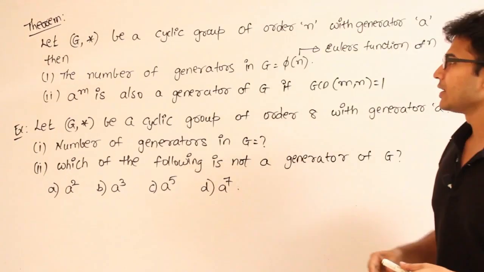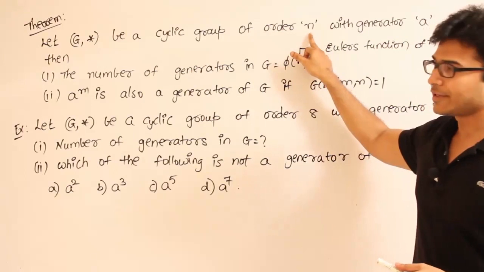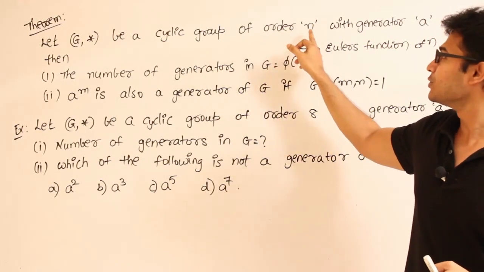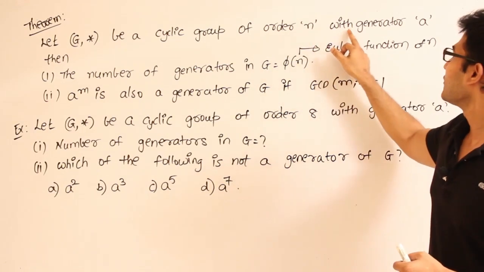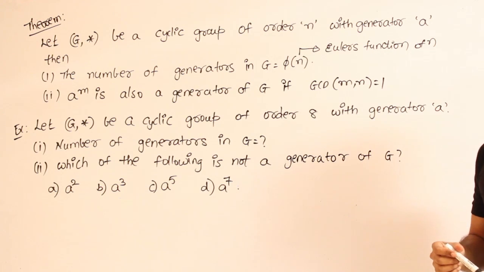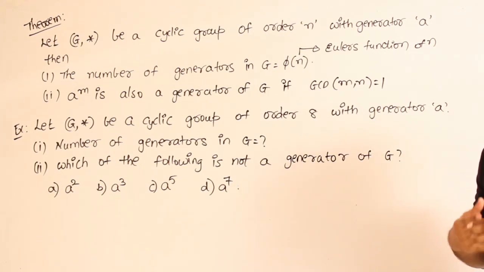Now see this question. Let (G, *) be a cyclic group of order n. So what do I mean by that? The number of elements present in this group is n, with generator a, which means they are also saying that there is a generator in it, which is a. So one of the generators they are giving us, but then is it the only generator?